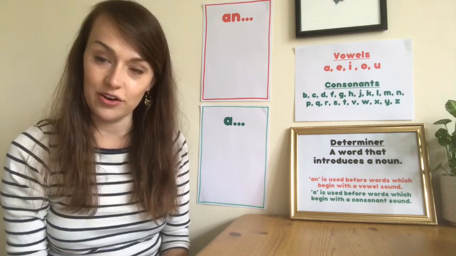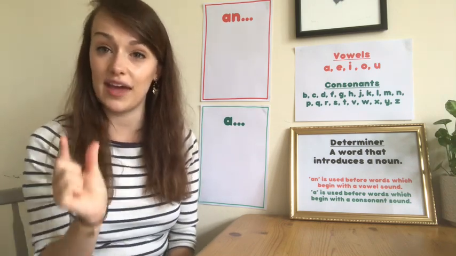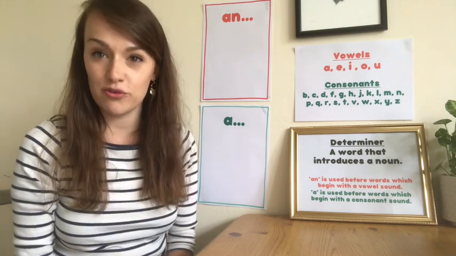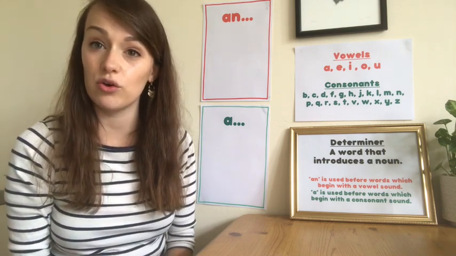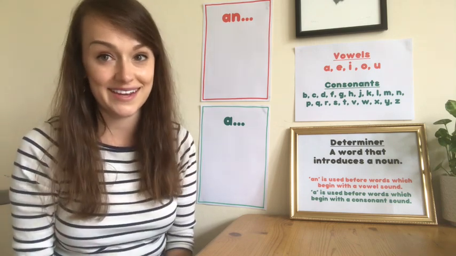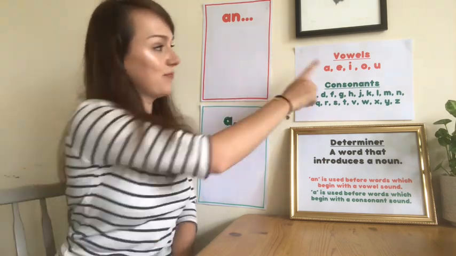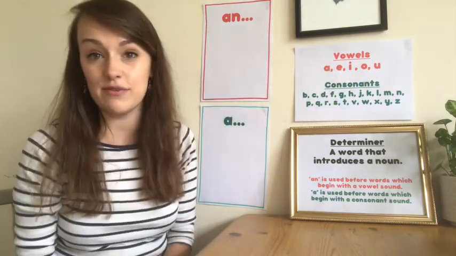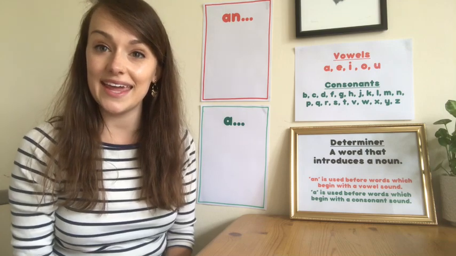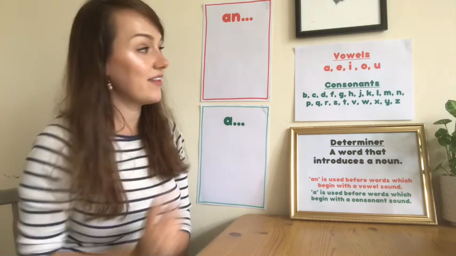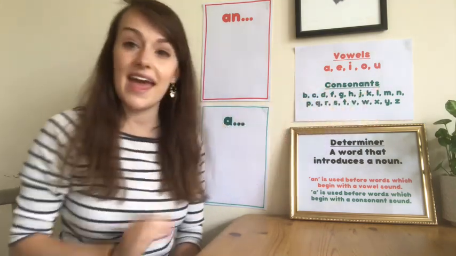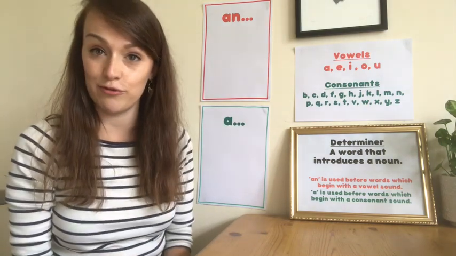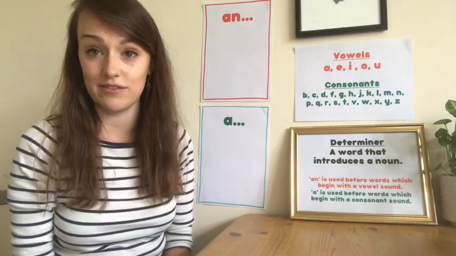Before we learn when it's correct to use a or an, we need to make sure we understand what a vowel and a consonant are. Lots of big words today. Okay, so a vowel is any of these 5 letters of the alphabet. So A, E, I, O, U. And then a consonant is any other letter of the alphabet. Okay, so the other 21 letters of the alphabet.